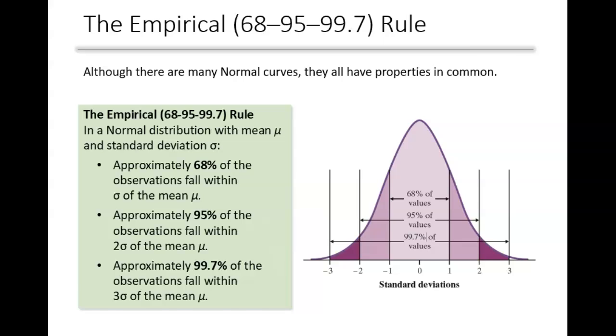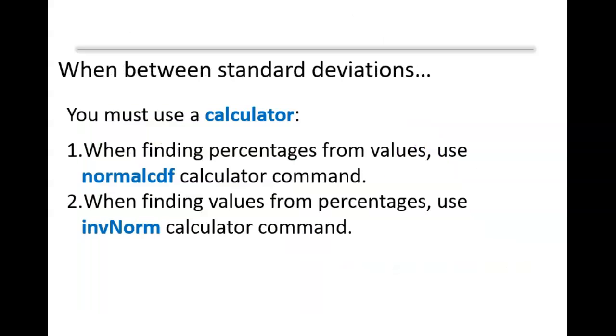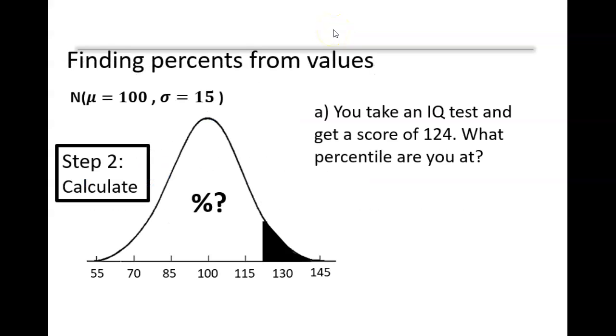So what we're going to do is take a look at how we find the areas when it doesn't fall exactly on the 1, 2, or 3 standard deviations. And so we're going to use our calculator to do that.